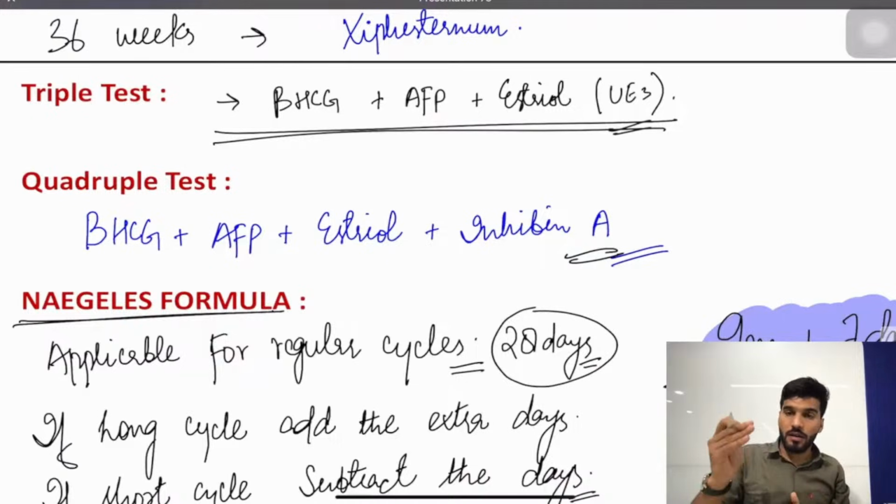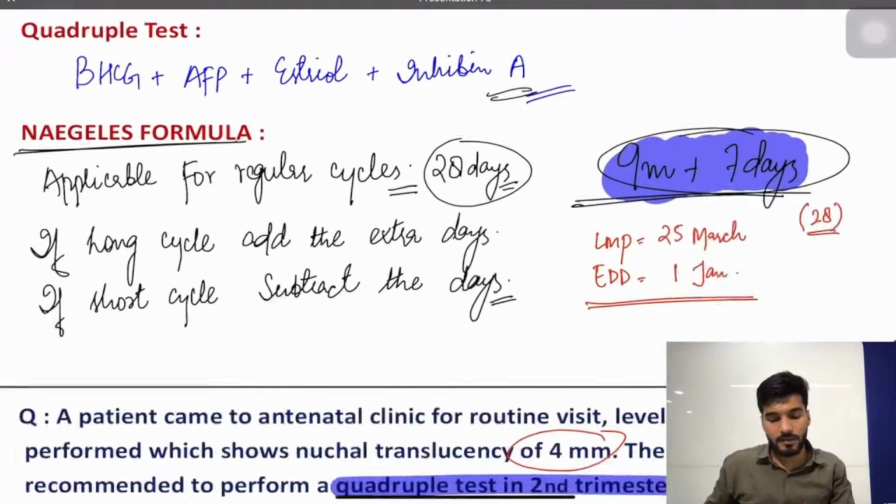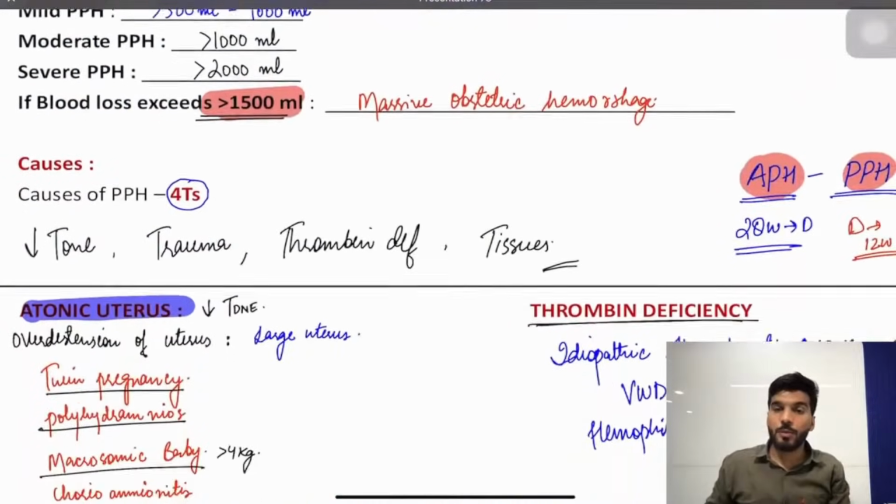If there are extra days, if it is a 30-day cycle instead of 28, then you do 9 months plus 7 days plus 2 days. If it is less than 28 days, you subtract the days accordingly. The formula is 9 months plus 7 days. Okay, followed by that, we discuss PPH.